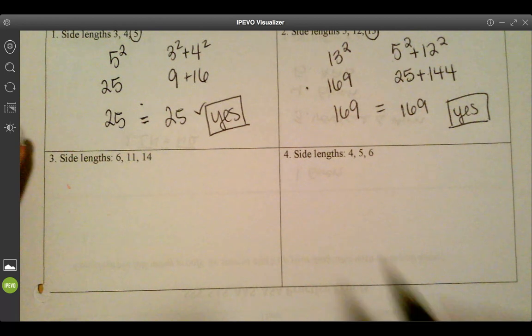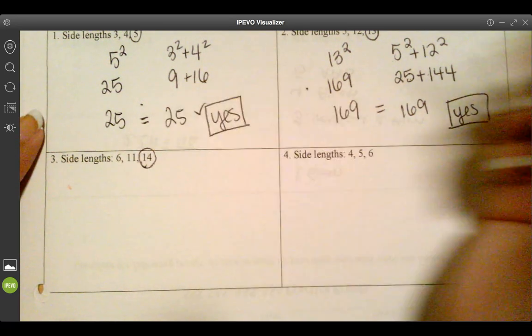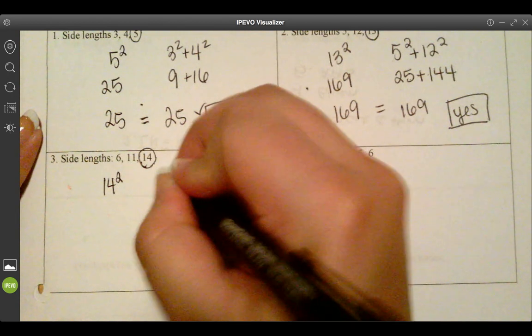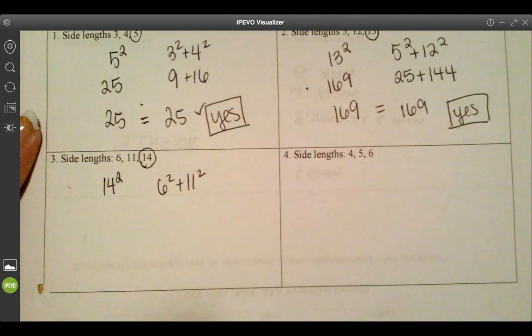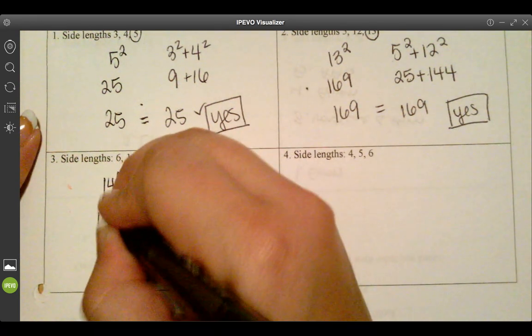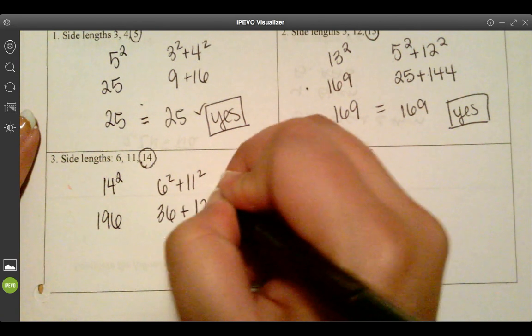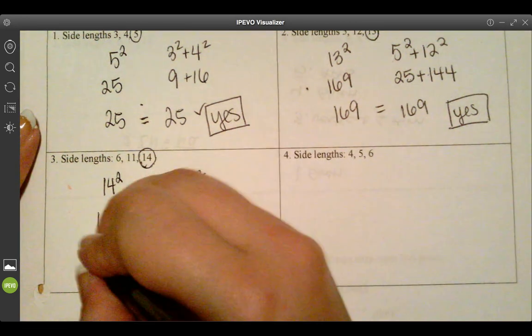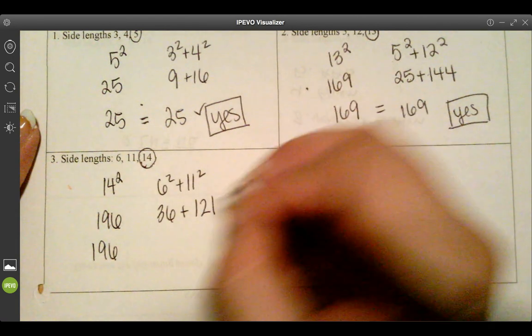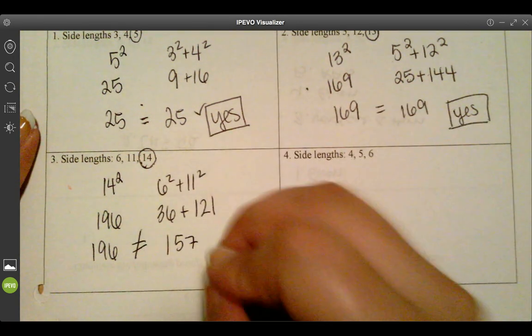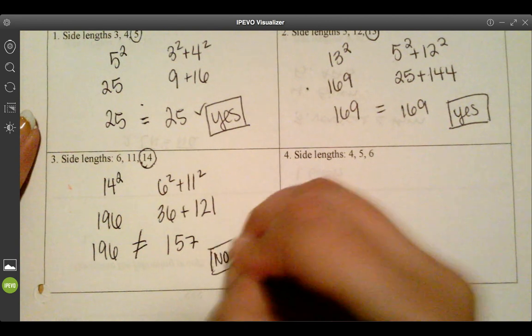So for number 3, our largest side is 14. That would make it our hypotenuse. 14 squared, 6 squared plus 11 squared. 14 squared is 196. 6 squared is 36. 11 squared is 121. 196. This is 157. These are not equal, so this is not a right triangle.